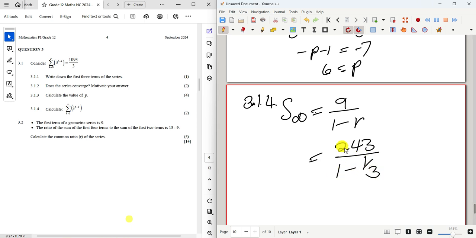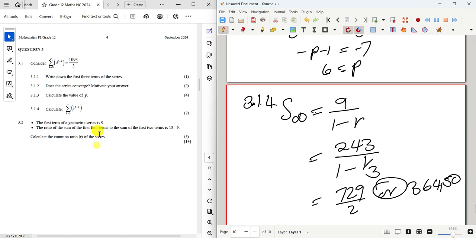Right? So let's see. If you like, you can leave it as a fraction, 729 over 2, or you can say it is 364,50, whichever you like. All right. So this is us enjoying ourselves.